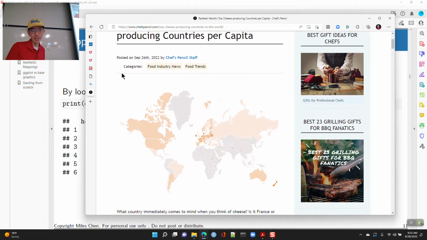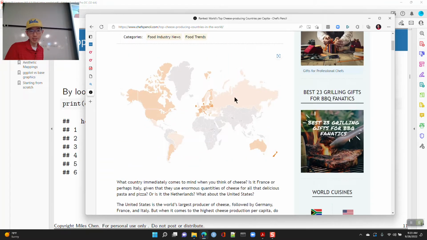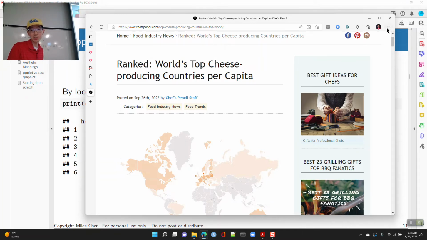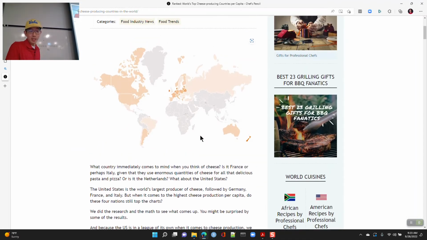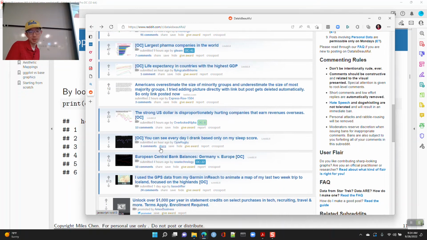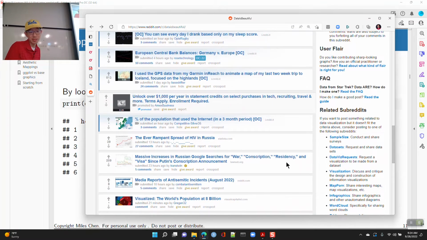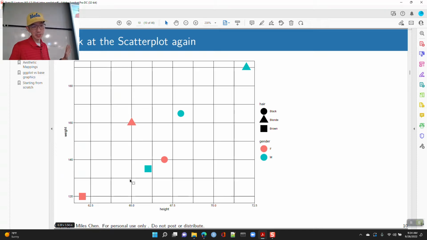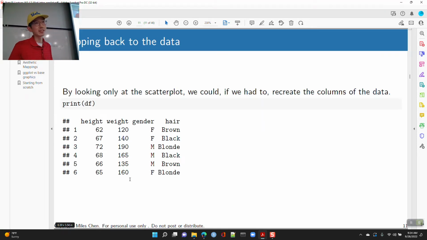If we were to look at a plot about, what is this? World's top cheese producing countries per capita. Okay, great. And if you're not that familiar with certain regions of the world, these graphics are a lot less useful. I don't know, a lot of people like maps in the first place, so maybe that's great, but anyway, all to say, what's just as important is being able to go from the graphic back to the data set.